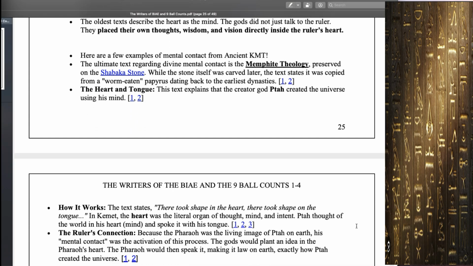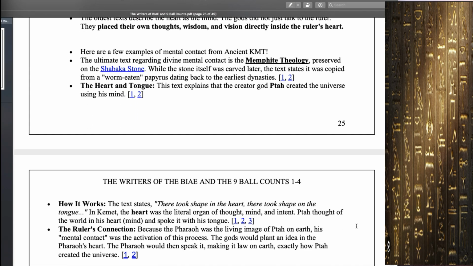How it works. The text states that it took shape in the heart, and that it took shape on the tongue. In Kemet, the heart was the literal organ of thought, mind, and intent. Ptah thought of the world in his heart (mind), and spoke it with his tongue.